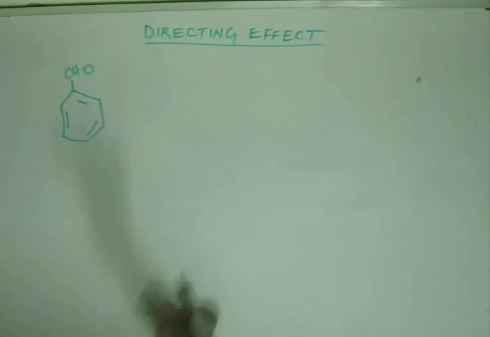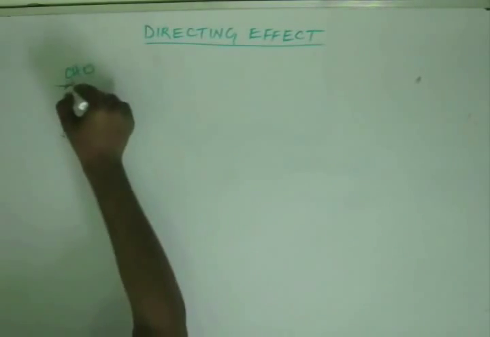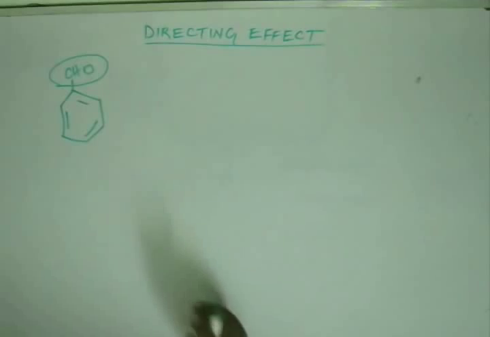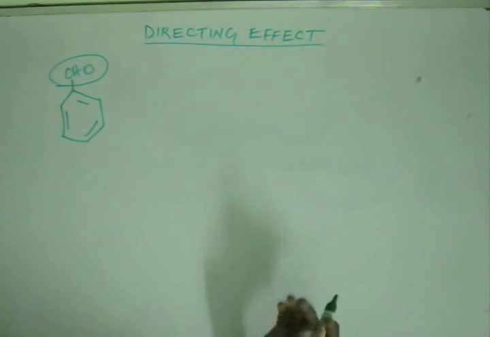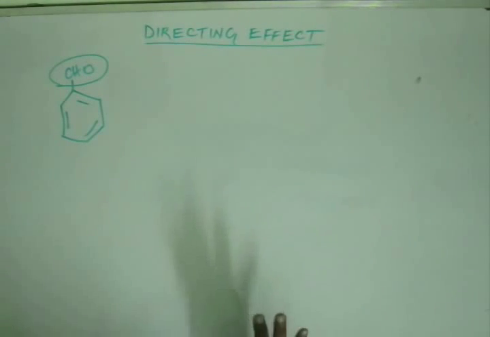Now to do this, all I have to find is the nature of this aldehydic group. If this aldehydic group is electron donating, then based on the discussion up till now, the new incoming electrophile will be going to ortho para position. If this aldehydic group is electron withdrawing, then the new incoming electrophile will go to meta position.